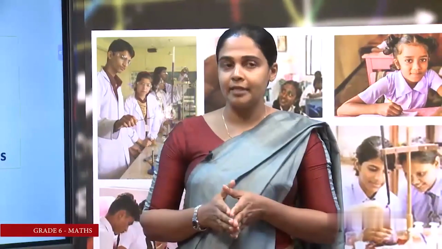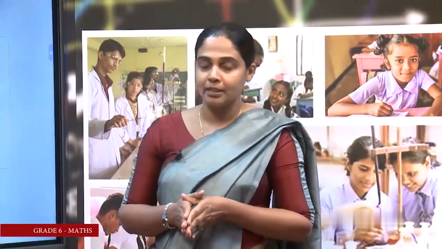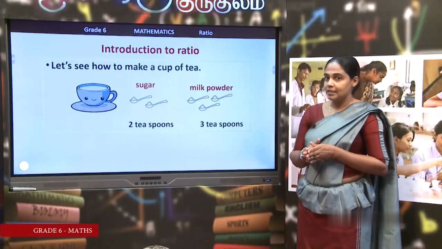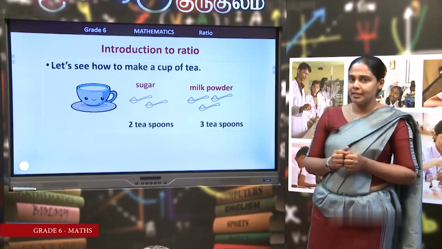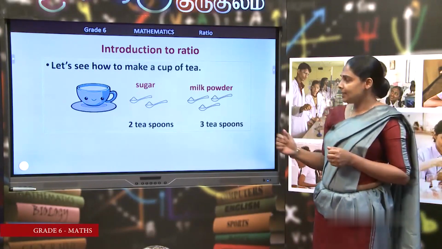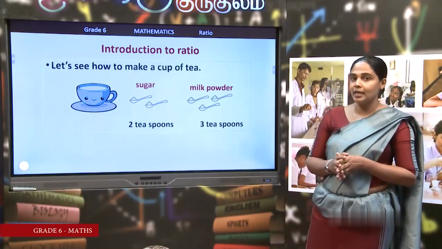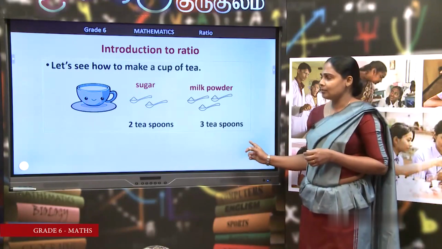Teaspoons. Here we didn't measure sugar or milk powder using gram or milligram, but we used teaspoon. It is an identical instrument. You know its capacity is 5 milliliter. Here the teaspoon is the unit of measuring sugar and milk powder. Then how we can write down the ratio?